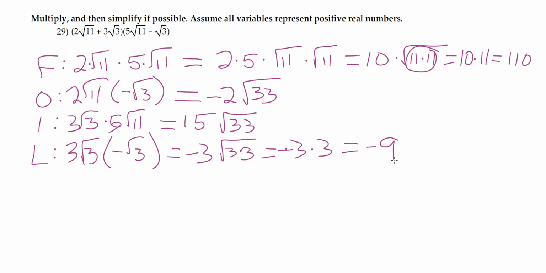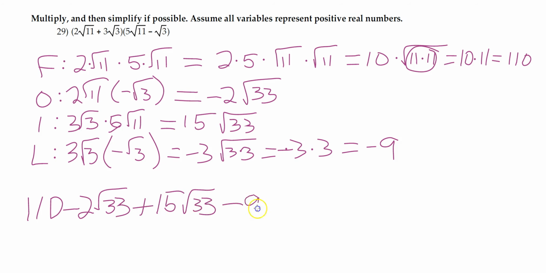Okay. Now, so we have 110 minus 2 square root of 33 plus 15 square root of 33 minus 9. And we have some like terms, like this 110 minus 9 is 101. And the minus 2 root 33's and the plus 15 root 33's, we have negative 2 of them, plus 15 of them, and 15 minus 2 is 13 of them, plus 13 of these square root of 33's.